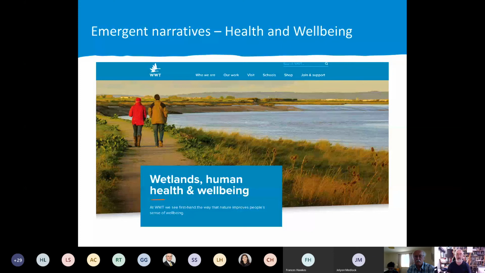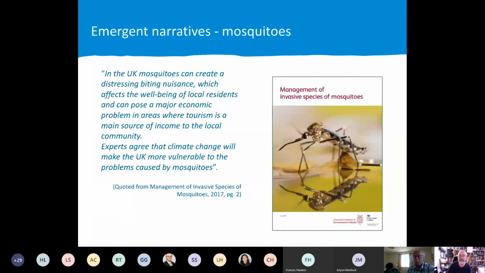But if we're talking about a positive narrative of wetlands in terms of health and well-being, of course, there is always the aspect that there are disvalues associated with wetlands as well. And quite often mosquitoes would perhaps be classified into that sort of disvalue area. So this example from the Chartered Institute of Environmental Health, talking about the management of mosquitoes more generally, not wetlands specifically, is saying that in the UK, mosquitoes can create a distressing biting nuisance, which affects the well-being of local residents and can pose a major economic problem in areas where tourism is a main source of income to the local community.